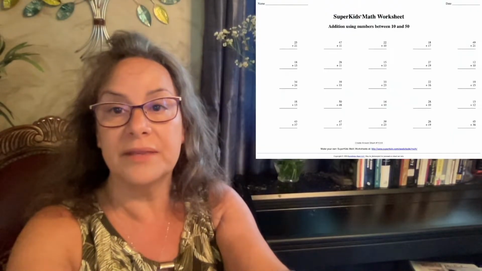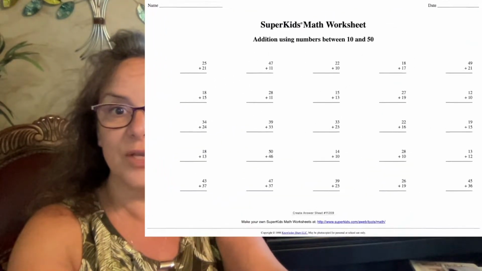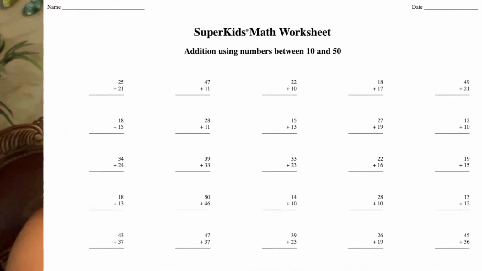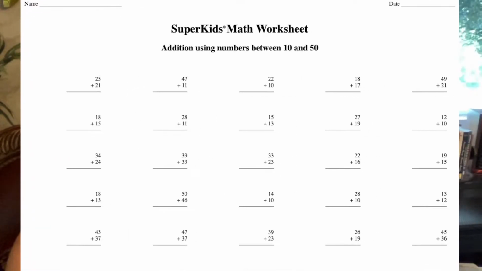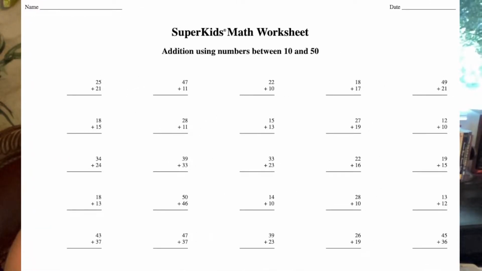Give it a try. There's a great worksheet for you to give it a try with if you want to, and see what you can come up with. Many of them are easy that you don't have to carry a number, and some of them you're going to have to carry that 10 over. See what you can do with this Super Kids math worksheet I got from online. They allowed me to make one of those online for free, so that's what I got for you.